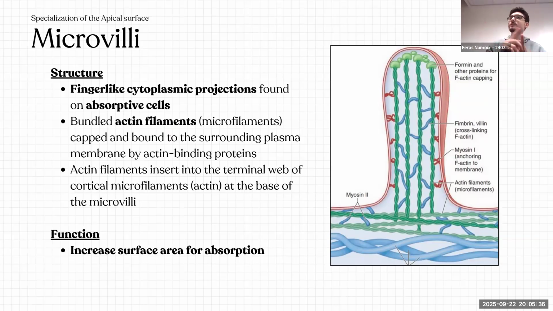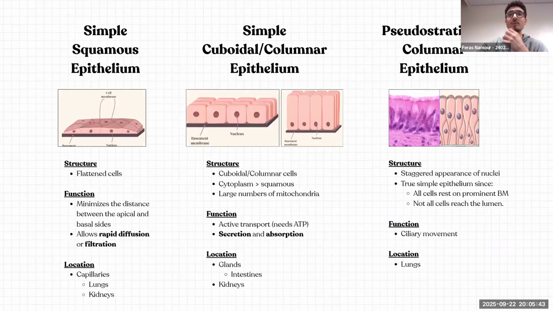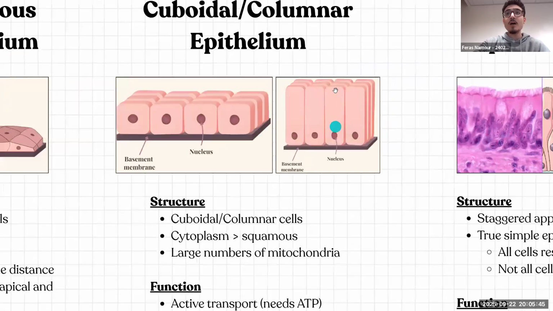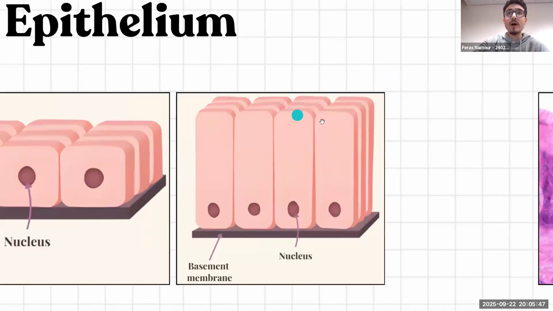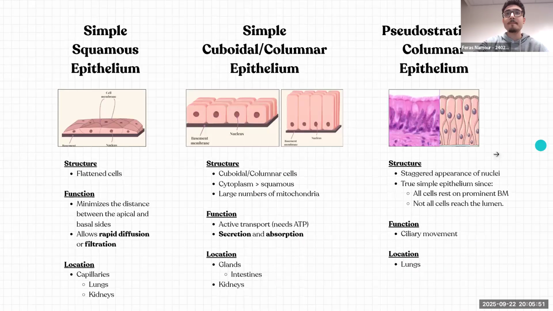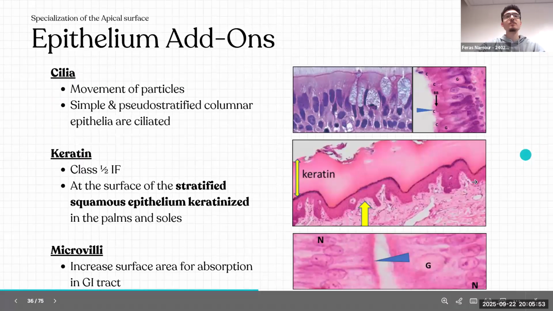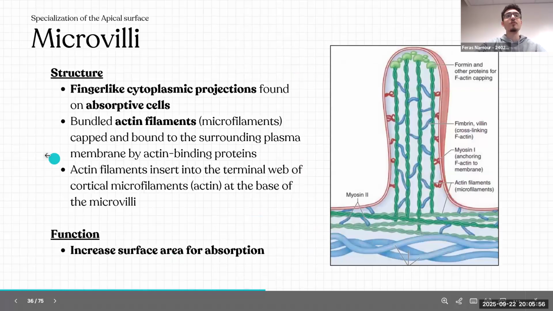Which kind of epithelium carries out absorption? Columnar or cuboidal? Right? So, on the columnar and cuboidal epithelium, over here at the top, I'm going to have microvilli on my apical surface. Okay? And its main function is to increase surface area for absorption.